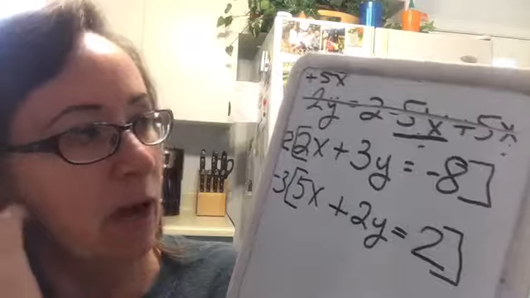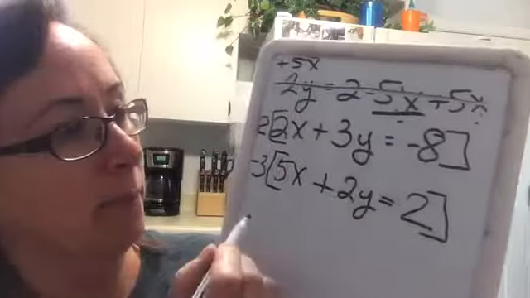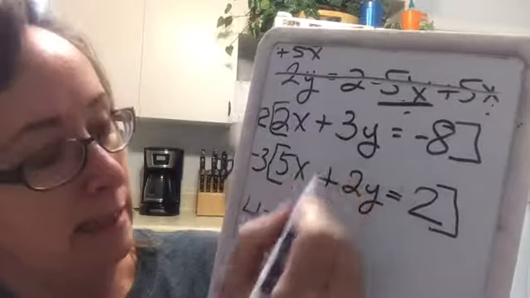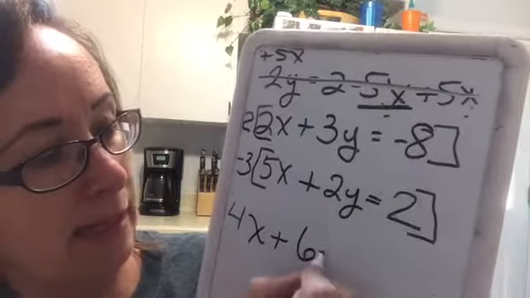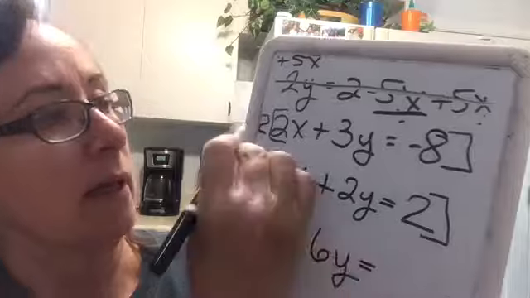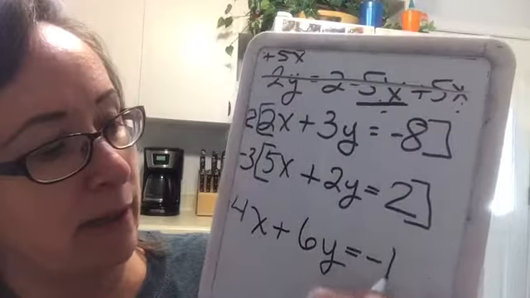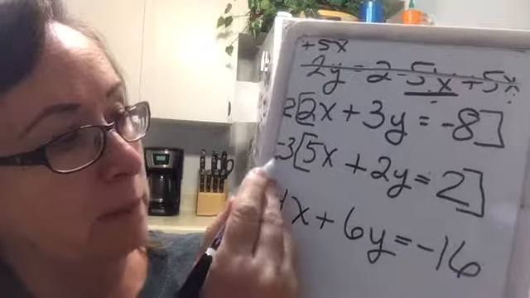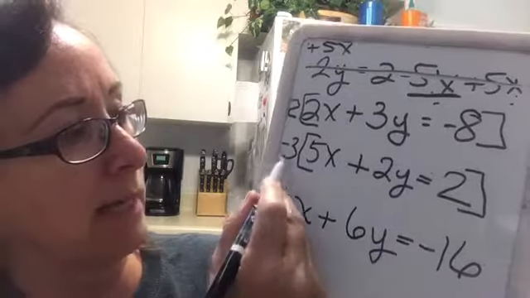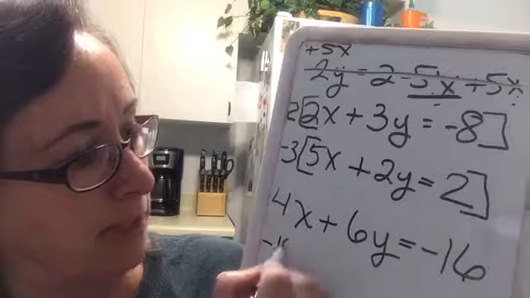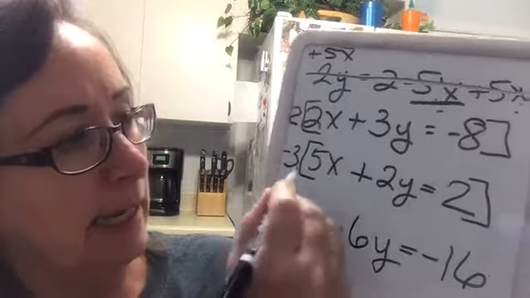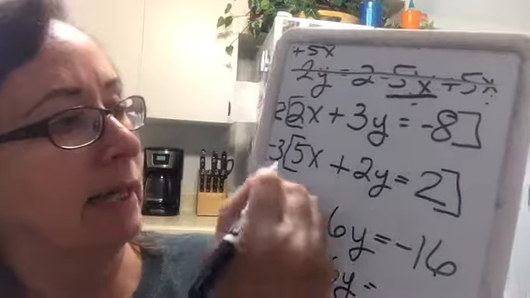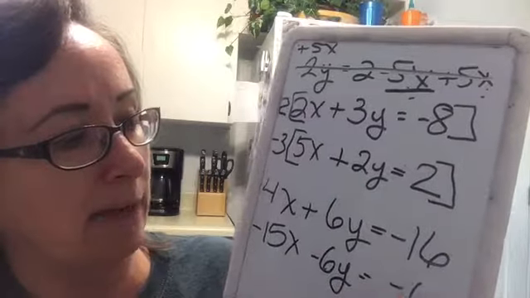Okay? So we're going to multiply the top one by 2 to get 4x and 6y and a negative 16 on the other side. We're going to take our second equation and multiply by a negative 3 all the way across. Negative 3 times 5 is negative 15x. Negative 3 times 2y is negative 6y. Negative 3 times 2 is negative 6.